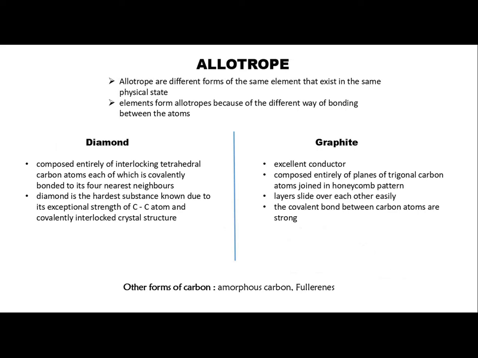Graphite is an excellent conductor due to the presence of delocalized electrons. It is composed entirely of planes of trigonal carbon atoms joined in a honeycomb pattern. The sliding of one layer over another within the crystal happens because of the weak forces called London forces between the layers, while the bonds between carbon atoms are strong. Other forms of carbon are amorphous carbon and fullerenes.